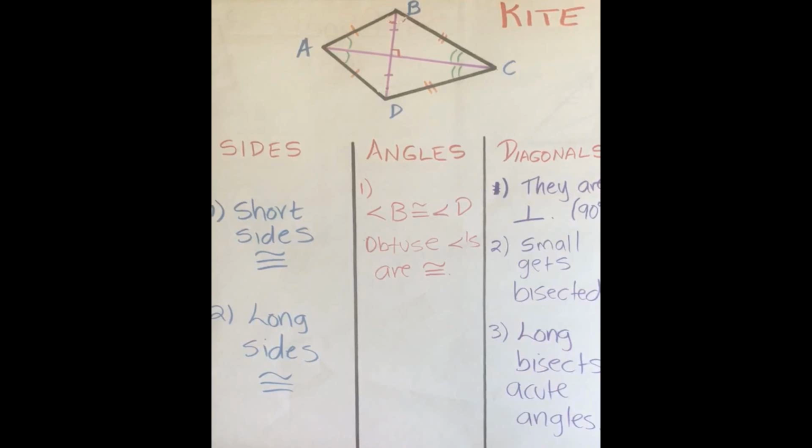A kite. Sides: short sides are congruent, long sides are congruent. Angles: angle B is congruent to angle D, and the obtuse angles are congruent. And the diagonals are perpendicular. The small one gets bisected and the long one bisects the angles.